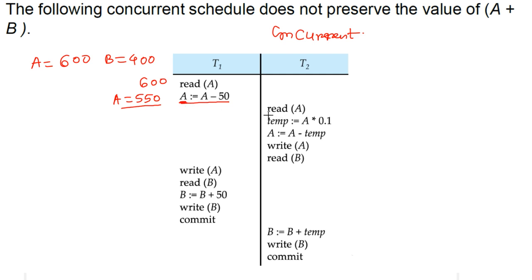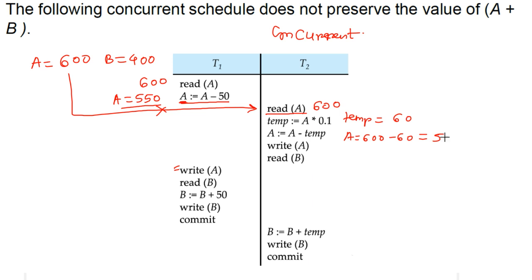Then why? Because so what result will be here? So read A in T2, read A. So it will not read this value, it will read this value only. Okay. So here as the write operation is below after this read, A will be read as 600 only. So temp will be 600 into 0.1, that is 60. A is equal to A minus 60. So 600 minus 60, that is equal to 540.